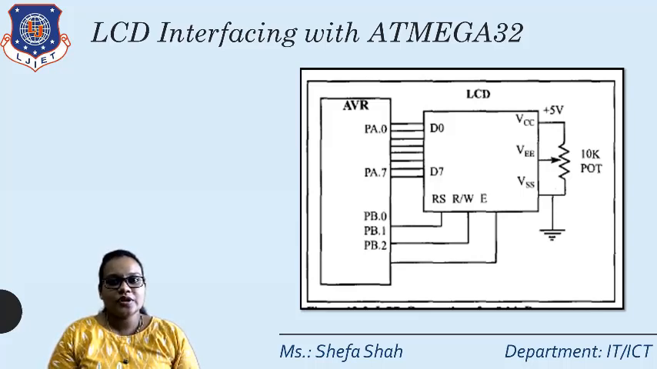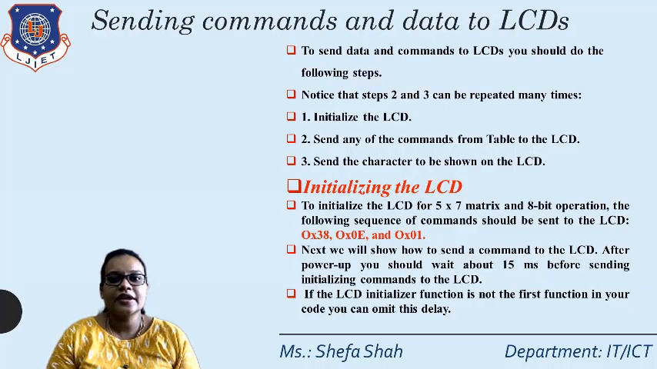Then port B.0, B.1 and B.2, these 3 pins are connected to the register select, RW, that is read write purpose, and the enable pin, right? And VCC is connected to plus 5 volt, VSS is connected to ground, and VEE is connected with the potentiometer of 10K for adjusting the contrast. Right? So this is how we are interfacing the LCD with the ATmega32. Now, related to this interfacing, we will see its assembly programming as well as its C programming in detail.